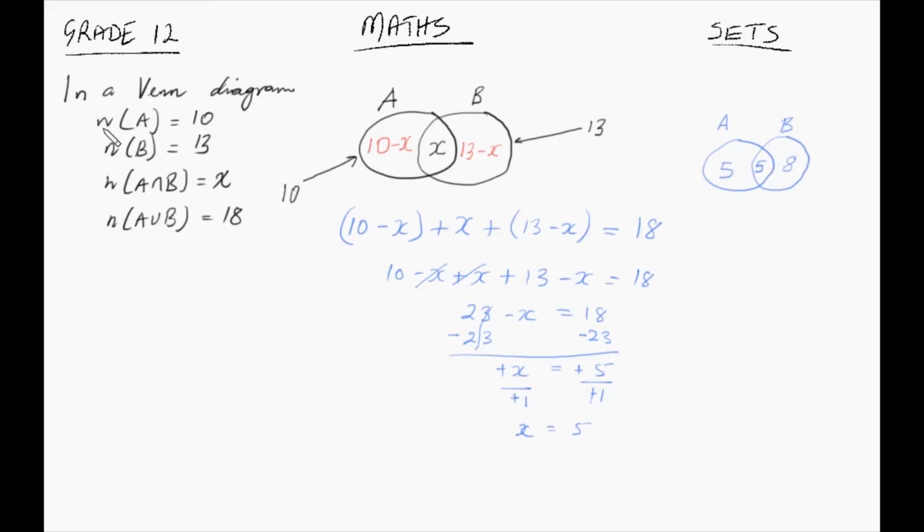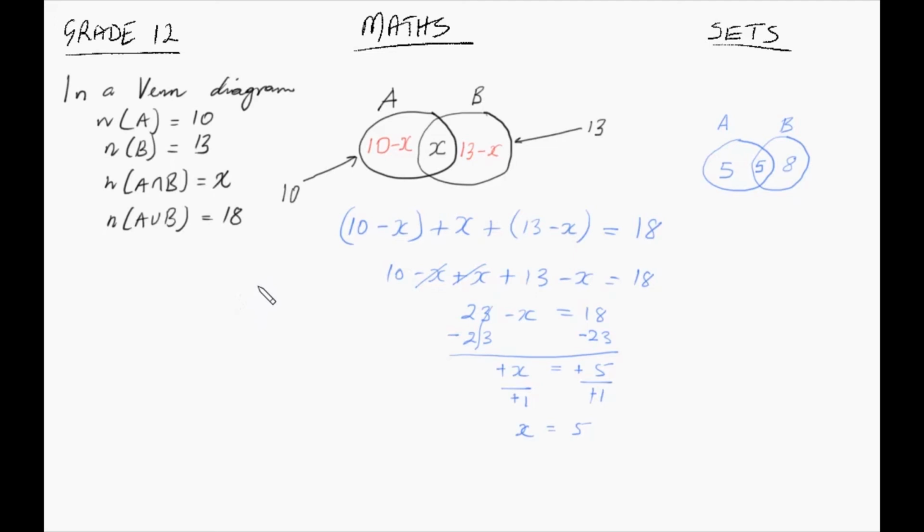The number of elements in set A is 10, which is 5 plus 5. The number of elements in set B is 13, which is 5 plus 8. The number of elements in A intersect B is x, but x is 5. The number of elements in A union B is 18: 5 plus 5 is 10, plus 8 is 18. So that is that. It is clear.